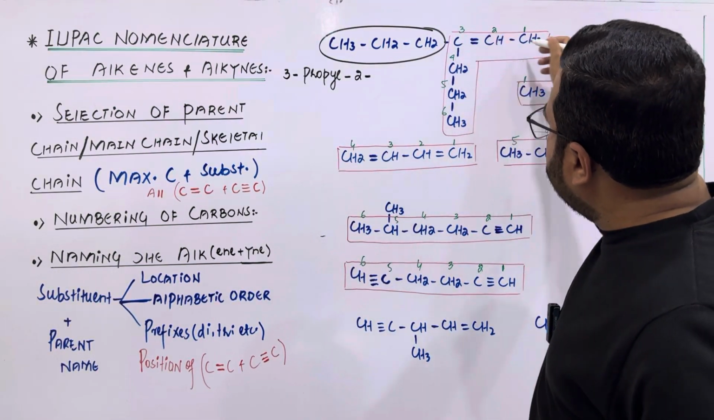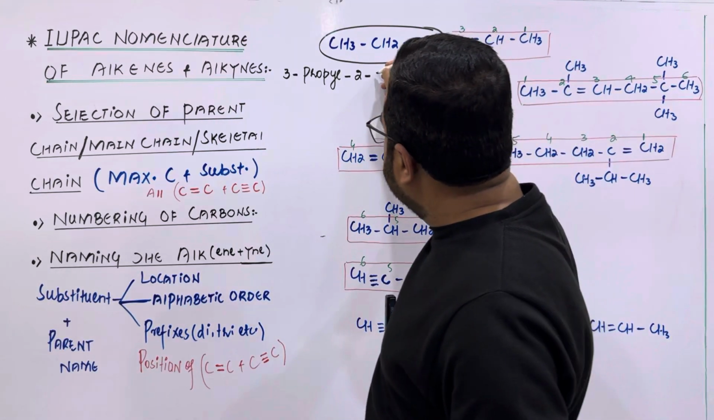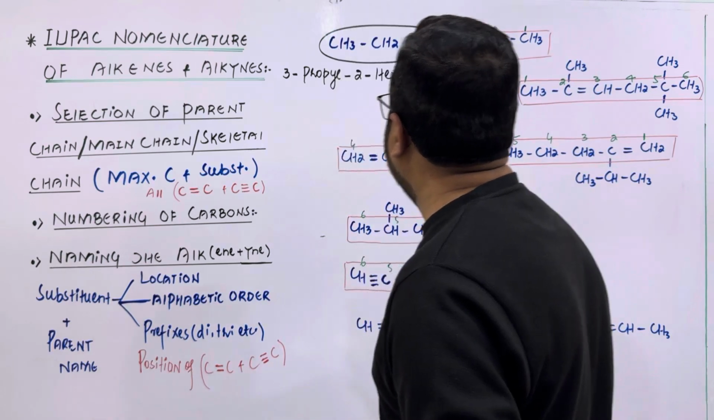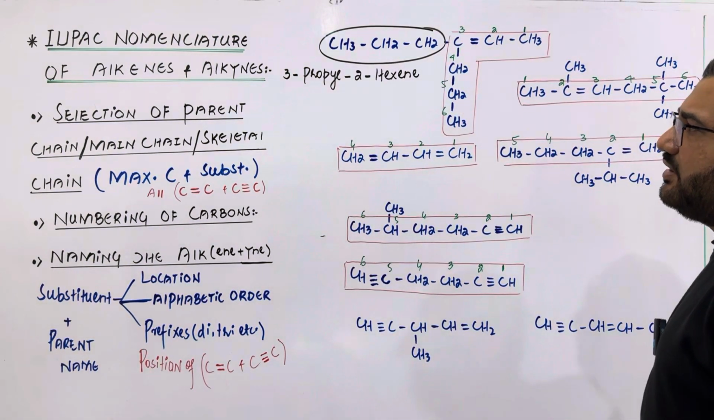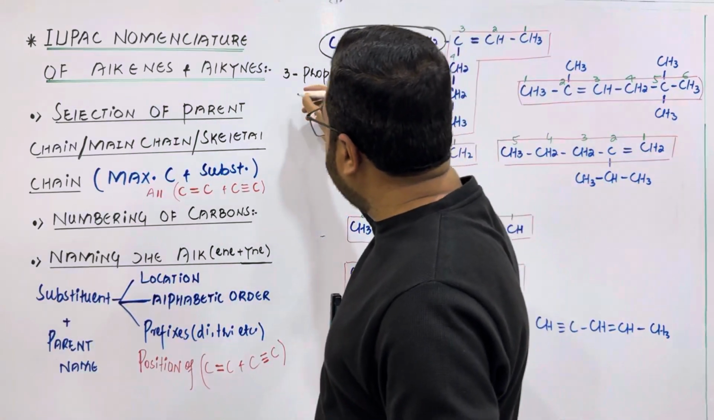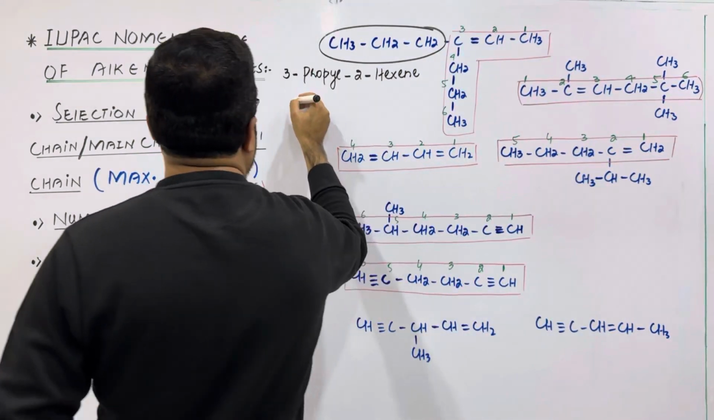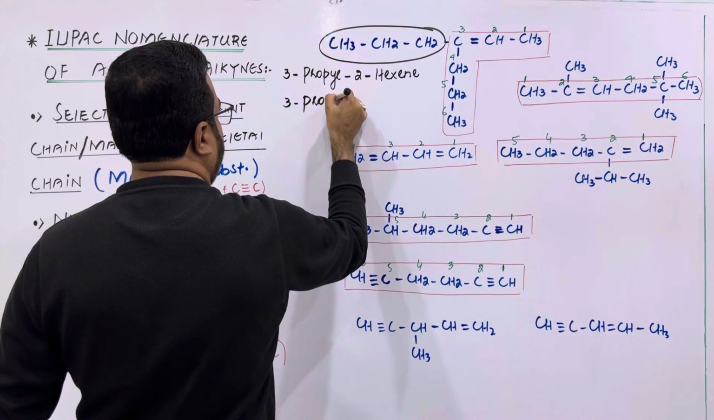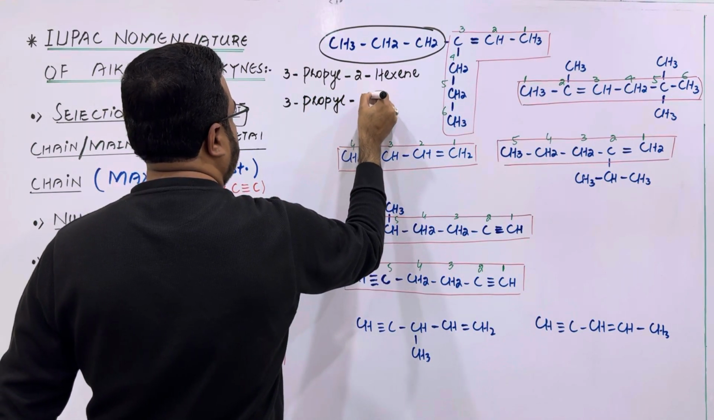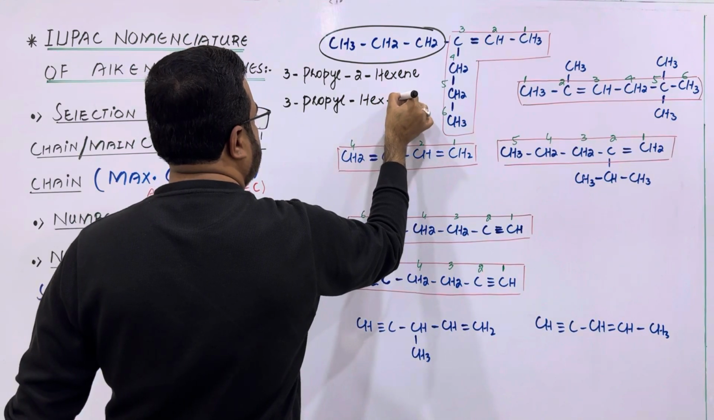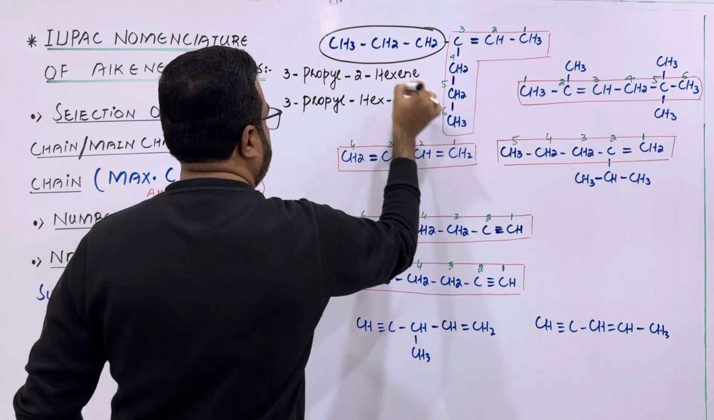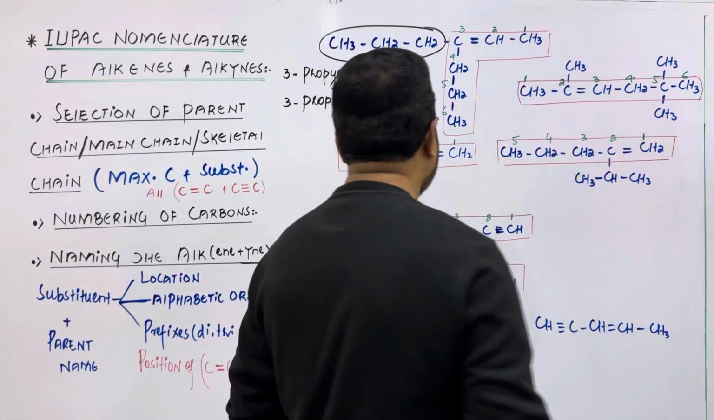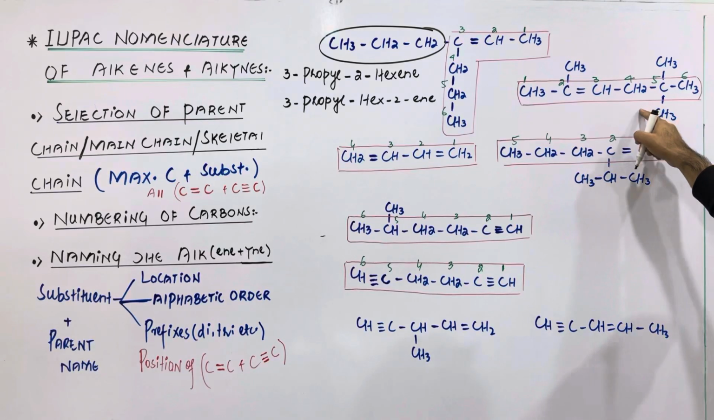And how many carbons are there in the parent chain? 6. So that will be hexene. It will be 3 propyl 2 hexene, or IUPAC says that you can also write it as 3 propyl hex 2-ene. Both are the correct representations of this name. Now let us move to this example.